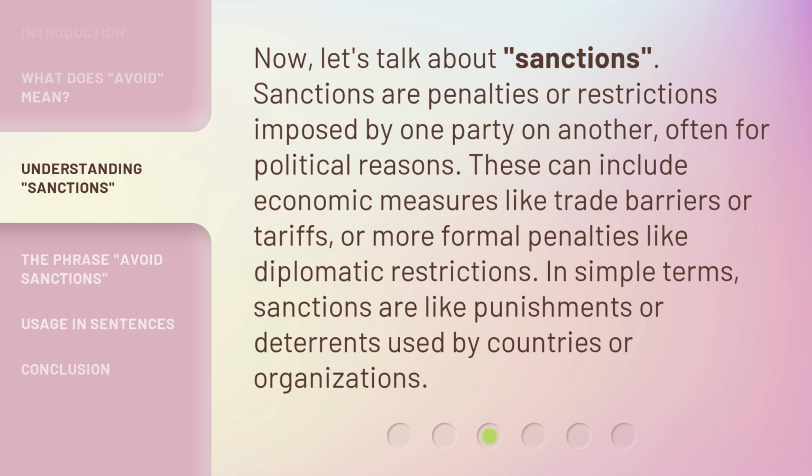Now, let's talk about sanctions. Sanctions are penalties or restrictions imposed by one party on another, often for political reasons. These can include economic measures like trade barriers or tariffs, or more formal penalties like diplomatic restrictions. In simple terms, sanctions are like punishments or deterrents used by countries or organizations.